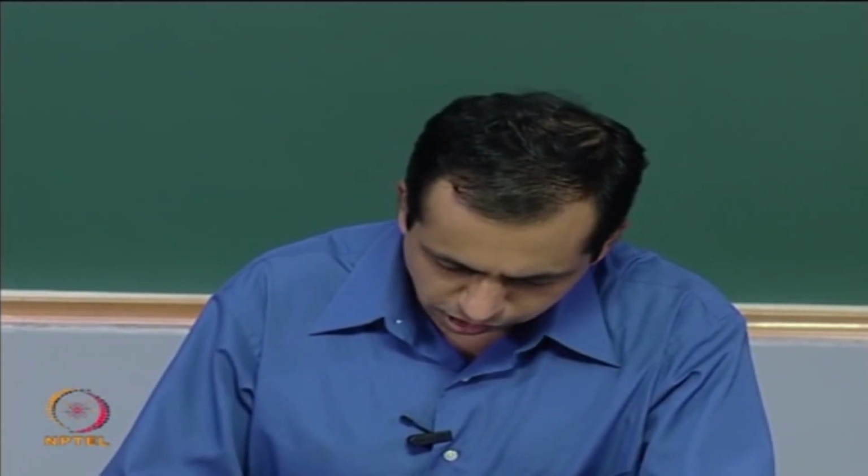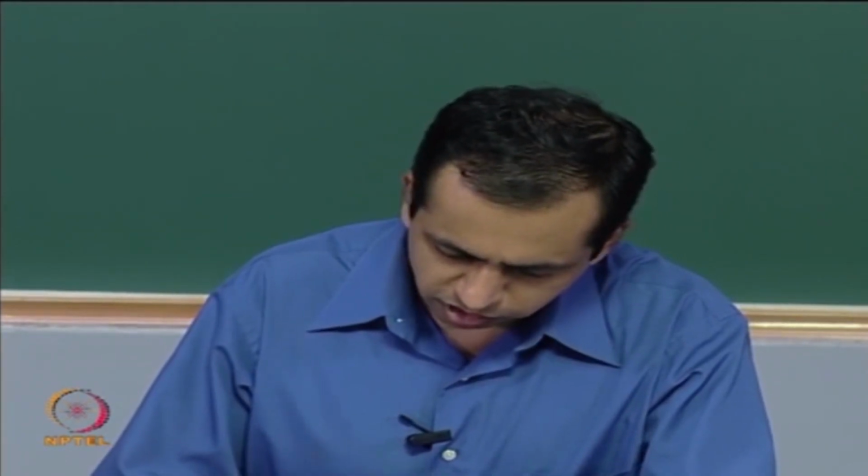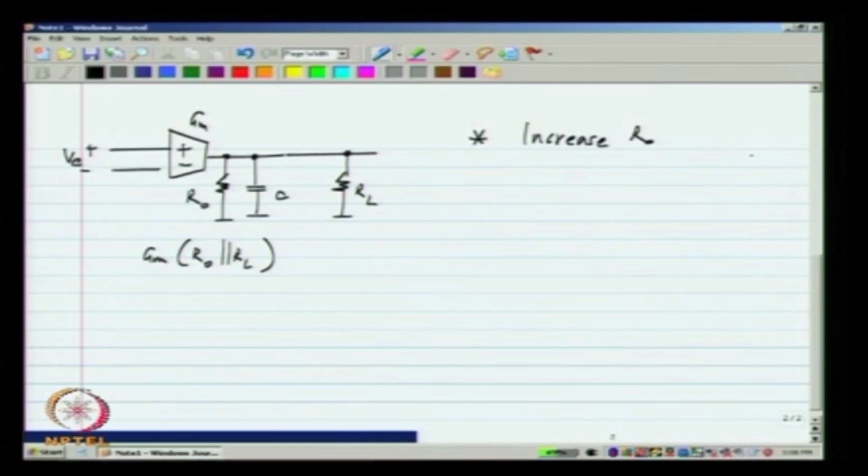Okay. So, basically there are different possibilities of trying to increase DC gain. First is to increase R naught, that is, we do something to the transconductor so that its internal resistance is increased. Now, this clearly does not help when we have an external resistive load R L, and we may have to use alternative topologies.